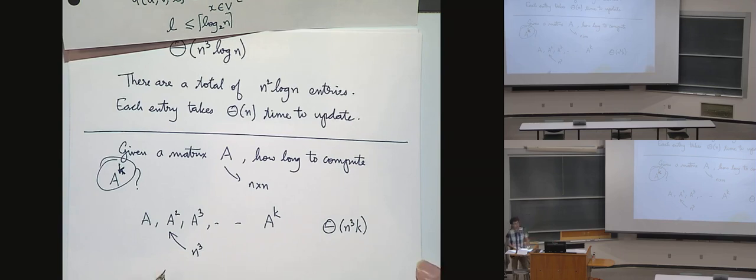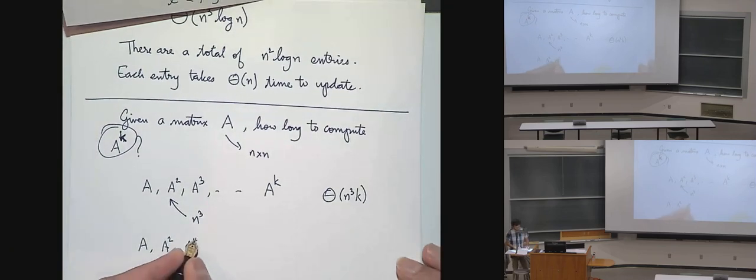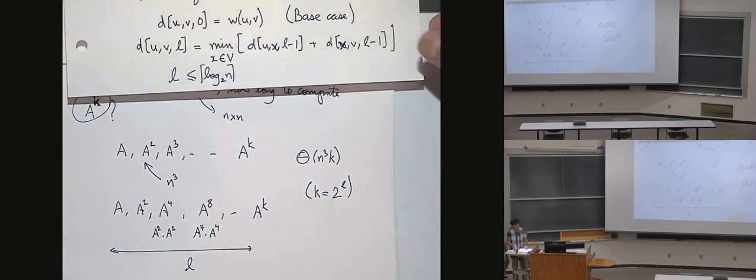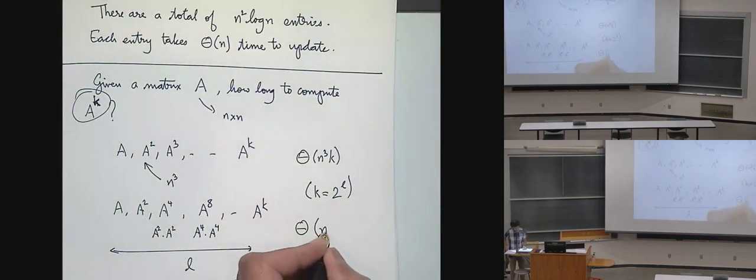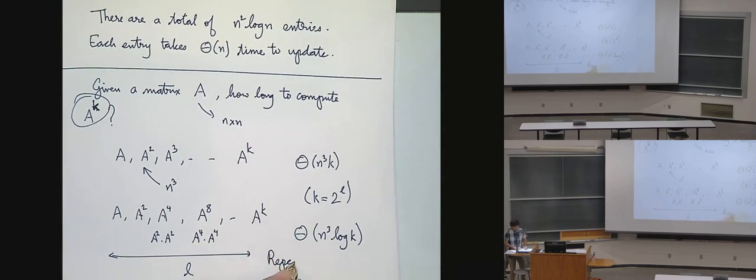A better strategy is to compute A squared, then A squared times A squared to get A to the fourth, and A to the fourth times A to the fourth to get A to the eighth, and so on. Suppose k is equal to 2 to the L. You just need L iterations, and you can do it in theta n cubed log k. This is called the trick of repeated squaring.